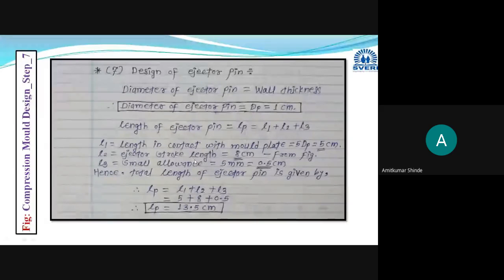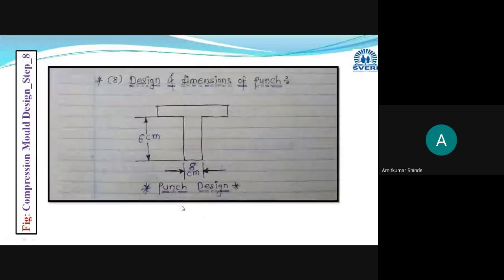And after this, these are the dimensions of the punch. This is the depth, 6 centimeter. This says that the thickness of this punch is 8. This is the 8 and this is 6, as shown on the diagram.